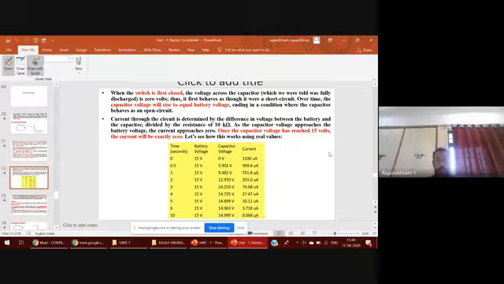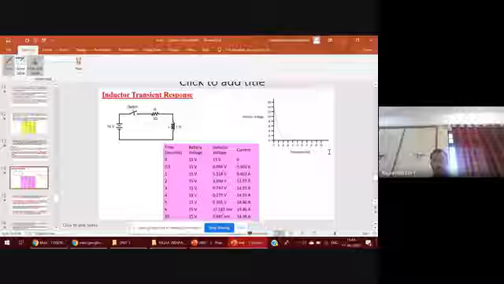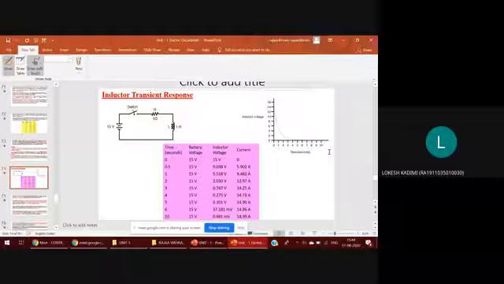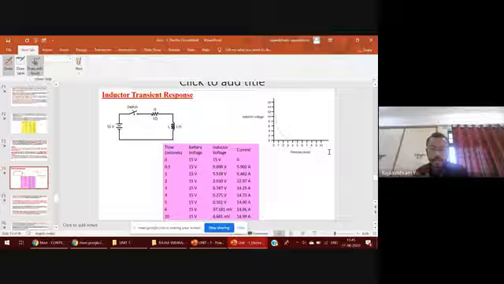Now, as per your point, inductance is just the opposite. Current will be increasing, voltage will be decreasing. Inductor voltage is decreasing, but current is increasing. It does not charge immediately. The difference is, for capacitance, voltage is needed to build up the energy. For inductance, current is required to build up the energy.